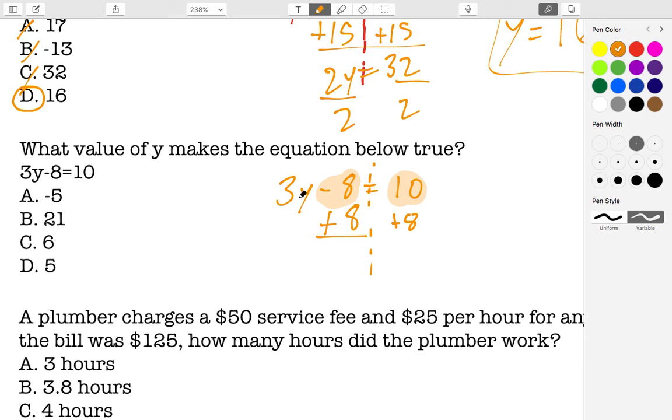If we get a 0, anything plus 0 is just that thing. So if I do 3y plus 0, it's really just 3y, right? So this is why we want to get a 0 here, because we're getting closer to getting the variable alone. What is 10 plus 8? 18. Now, 3y is multiplication. What's the inverse operation of multiplication? Division.